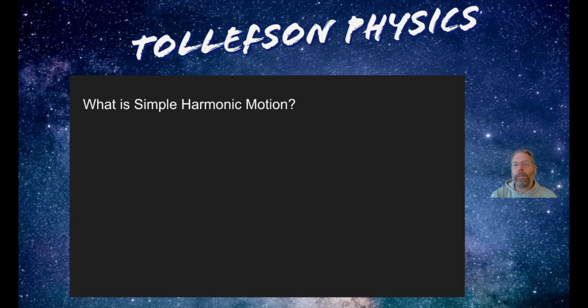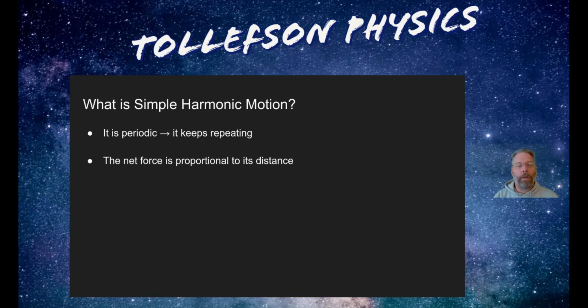And so what is simple harmonic motion? Well, simple harmonic motion is repetitive. It's periodic. It keeps repeating all the time. And so with the pendulum, it keeps going back and forth, back and forth. What else is important? Well, the net force is proportional to its distance. That is, the force as it gets higher is proportional to how high it is. And you can also think about that in the case of a spring. If you remember what Hooke's law was, the force of a spring equals the spring constant times its displacement. So that is proportional as well.